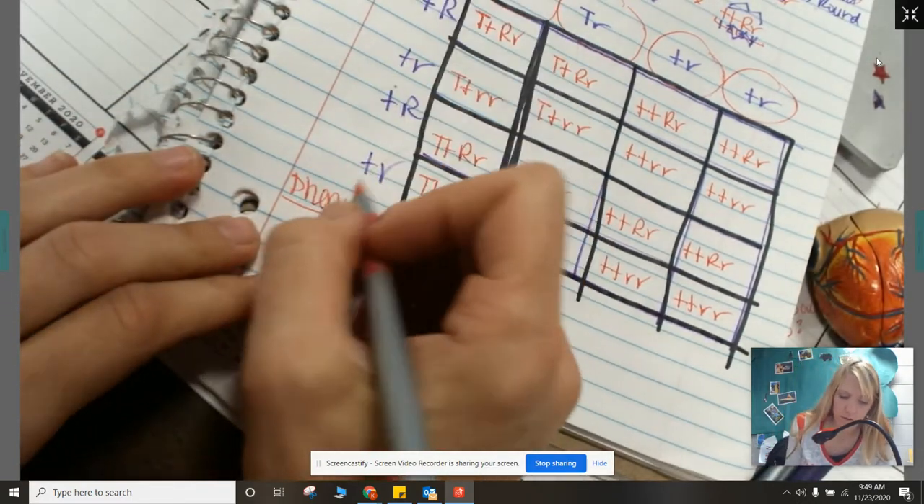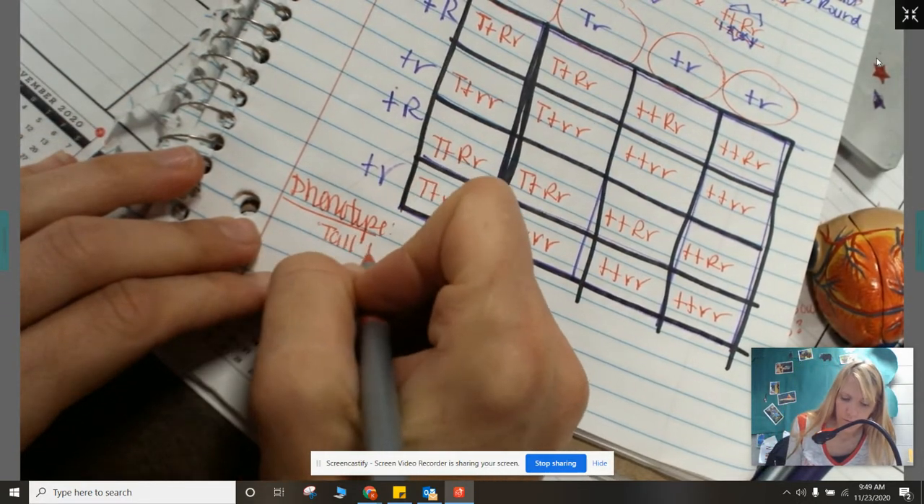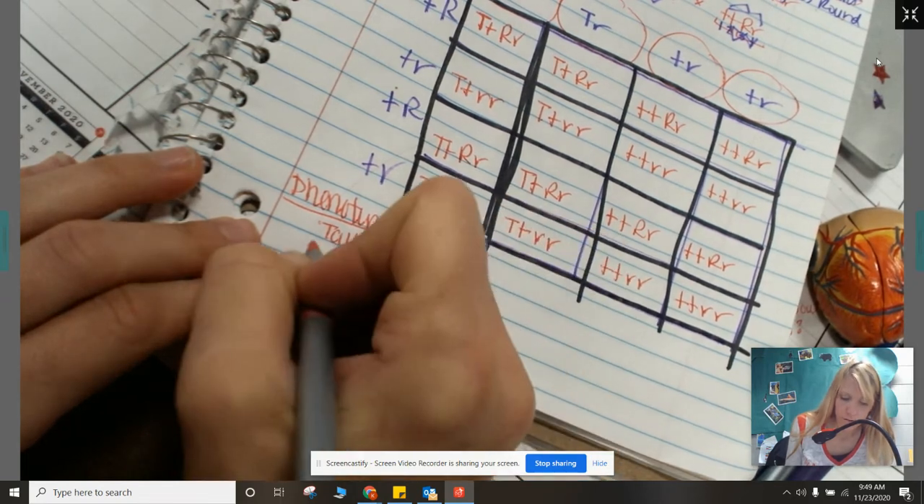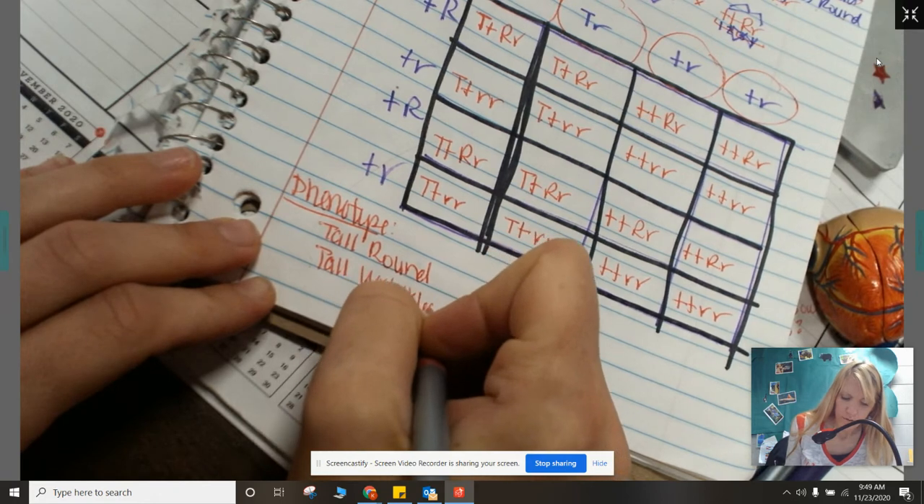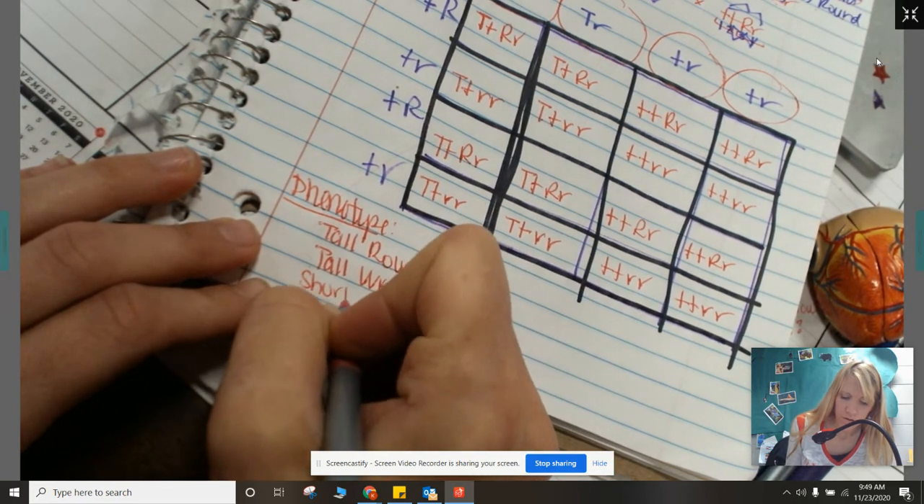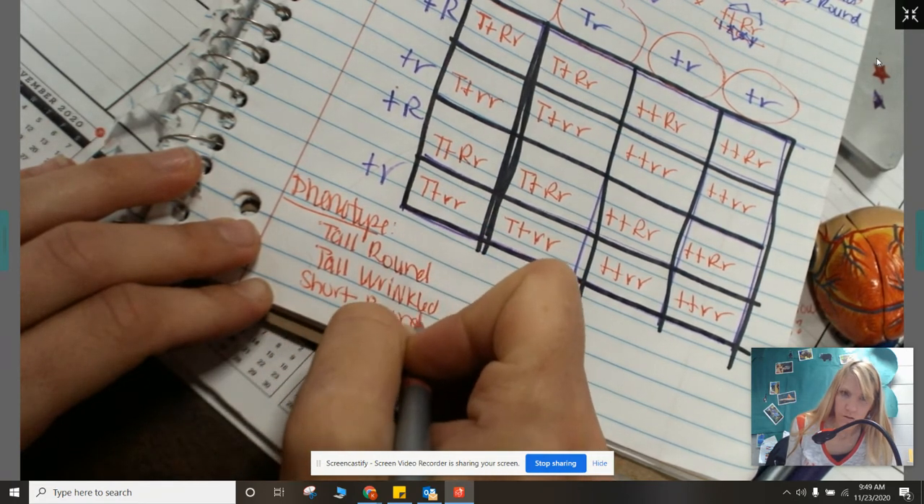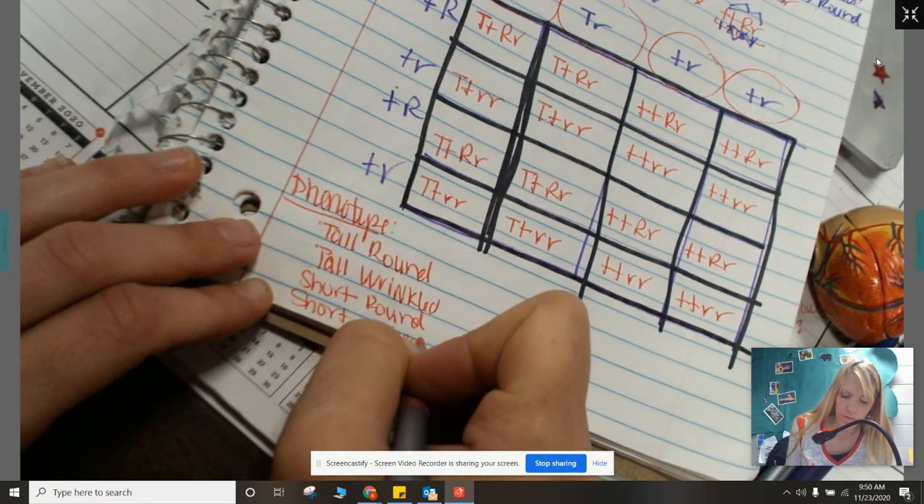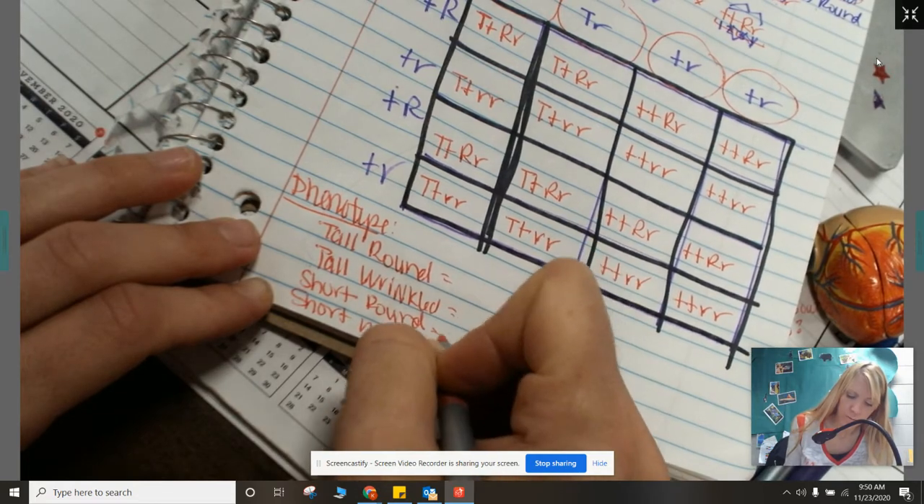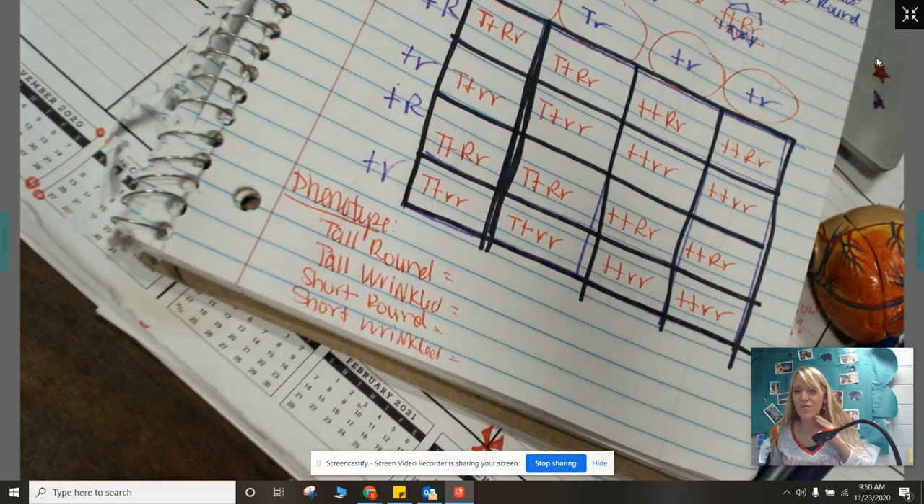So let's write all that down. Tall and round, it could be. It could be tall and wrinkled. It could be short and round. Or it could be short and wrinkled. Look at that. Okay, well, how do we get tall and round? How do we get that?